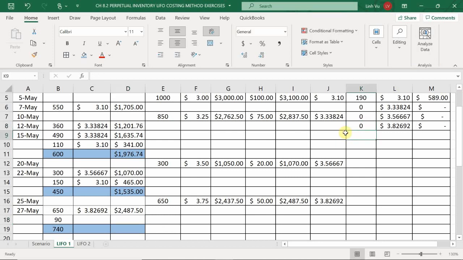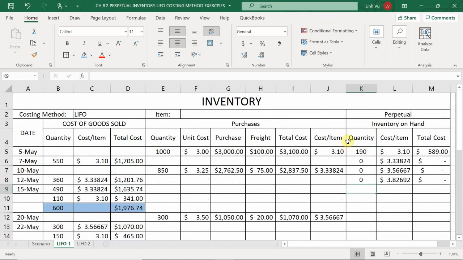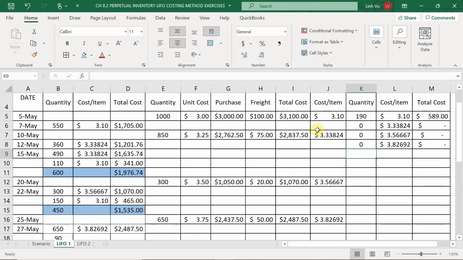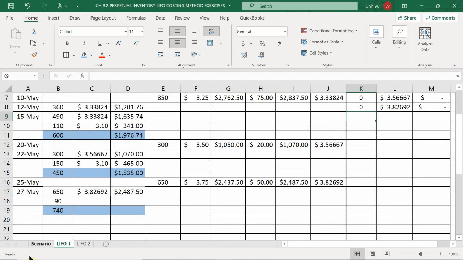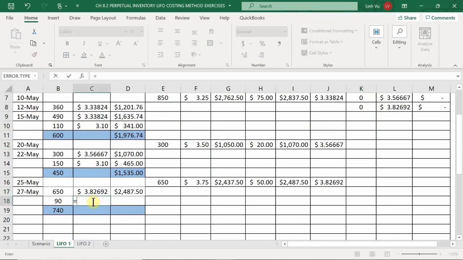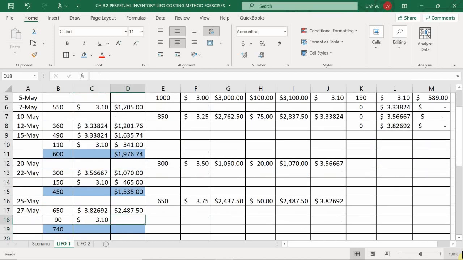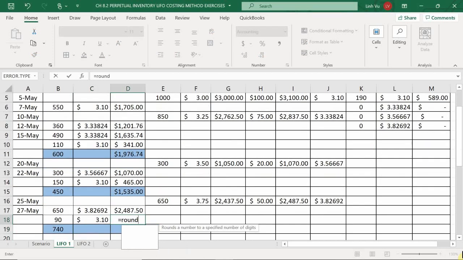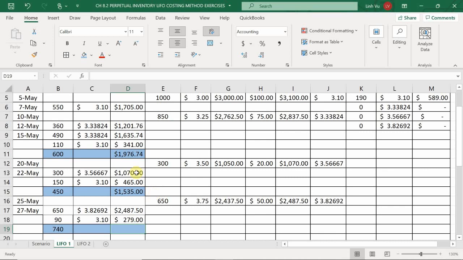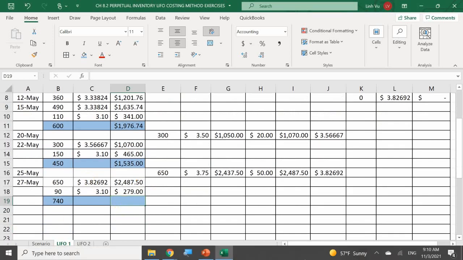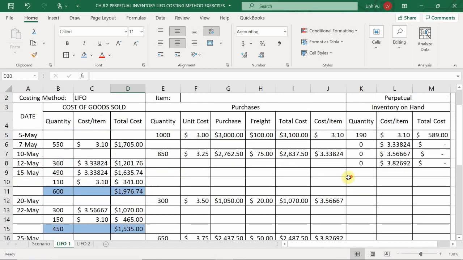So then now I only have left one batch of inventory, which is the only one left, which is for $3.10 each. So I'm going to plug that number in here, $3.10. And now I need to calculate how much 90 units at 310 is going to be. 279. Okay. And I'm going to add these numbers together. That gives me 2,766.50.